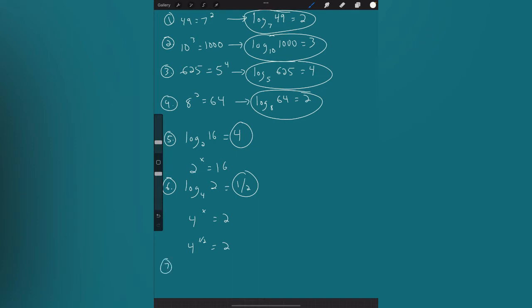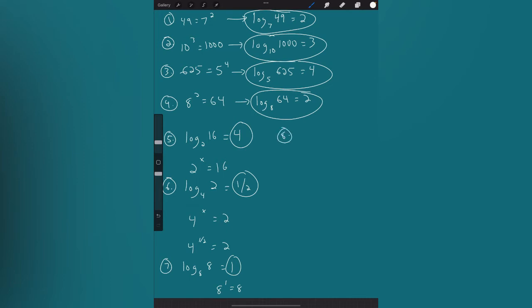Number 7. I have log 8 of 8 equals what? 8 to the what power is 8? 8 to the first power is 8. 8 to the first power equals 8, right? So there we go. Number 7 is 1.